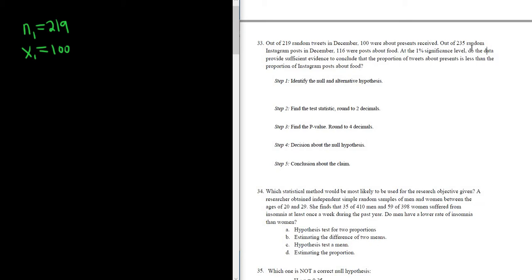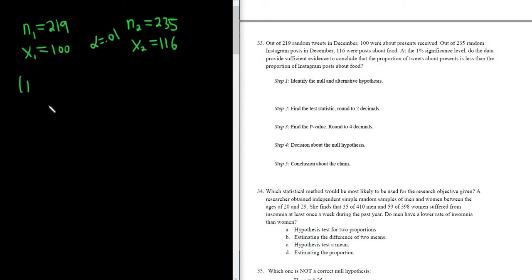Then here we have 235 random Instagram posts. That'll be n sub 2. And here we have 116 being about food. That would be x sub 2. And then our 1% significance level, that's our alpha. And now we can go ahead and do the steps.